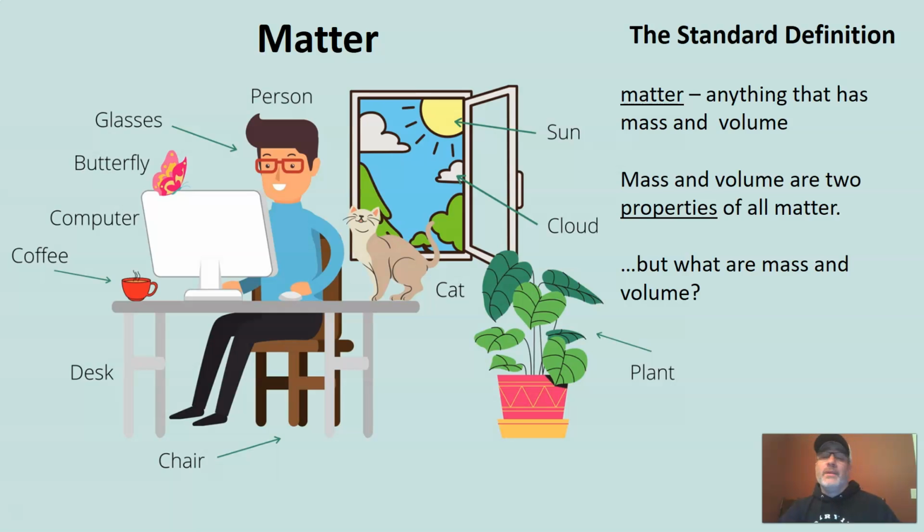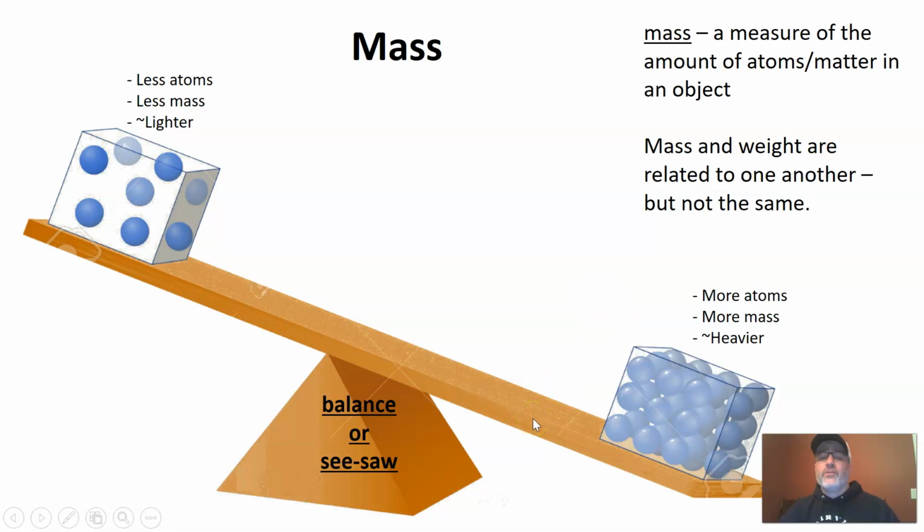But I find the problem is most students may not be certain what mass and volume are. So I want to take a look at both mass and volume so that we can understand this definition that you're going to run into over and over. So let's start with mass. And I feel like this picture is a good way for you to understand mass. So first off, these are both properties and they're also measurements. Mass is a measure of the amount of atoms or matter in an object.